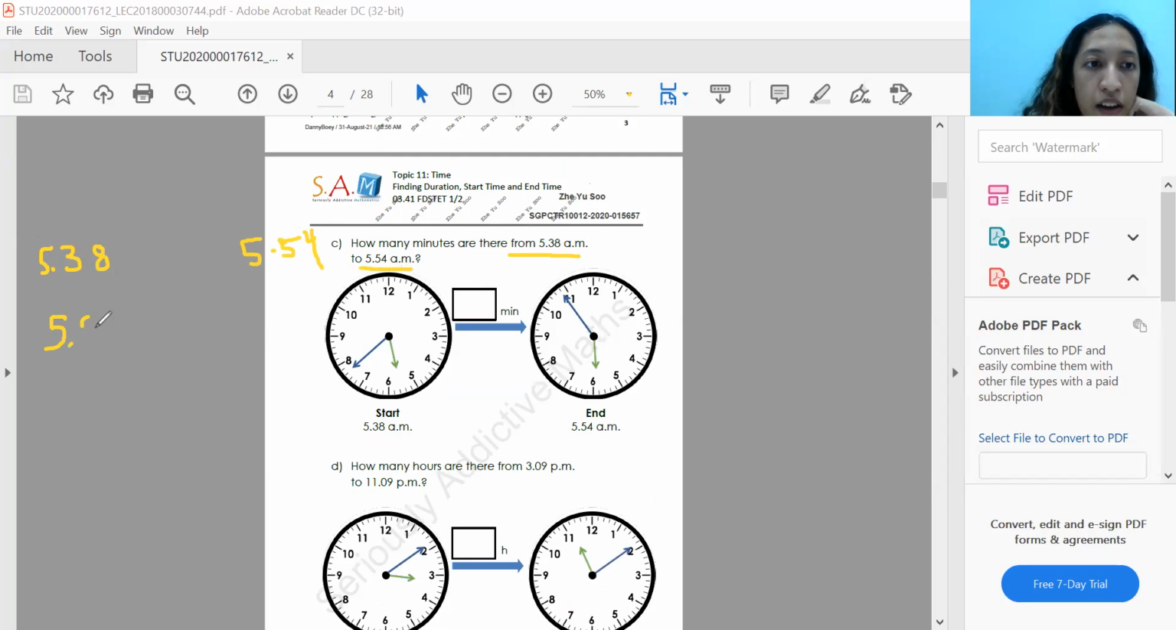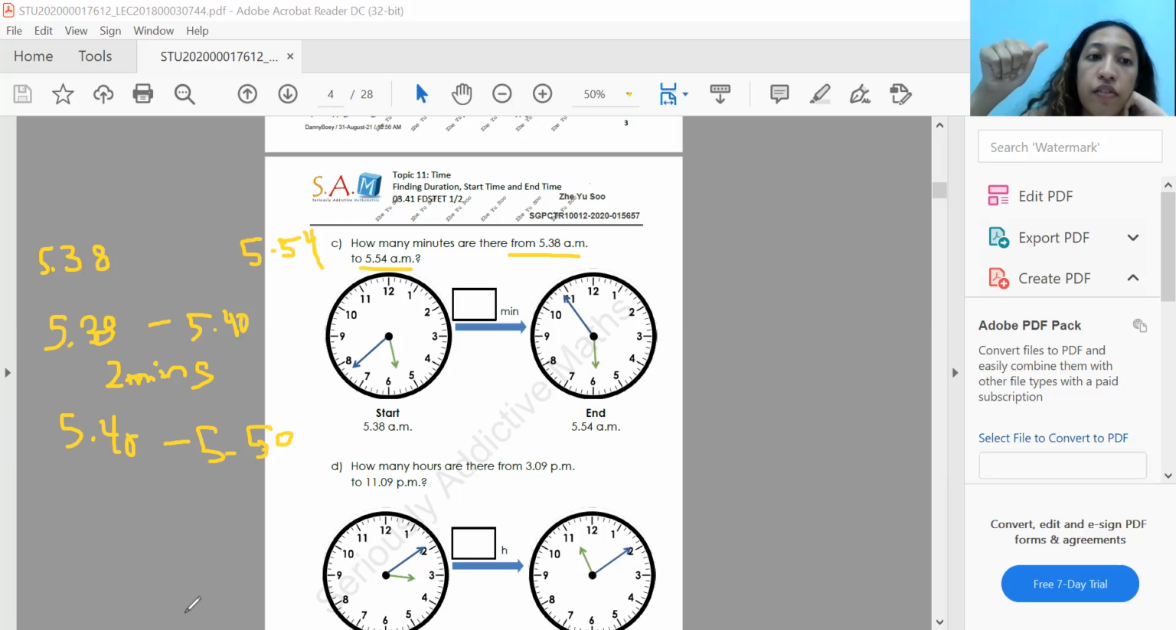So let us do from 5:38 to 5:40. How many minutes is that? 2 minutes, correct? 38, 39, and 40. So 2 minutes. And then let's do 5:40 to 5:50. How many minutes is that? 5:40, 5:45, 5:50, 10 minutes, right? So we have 10 minutes over here.